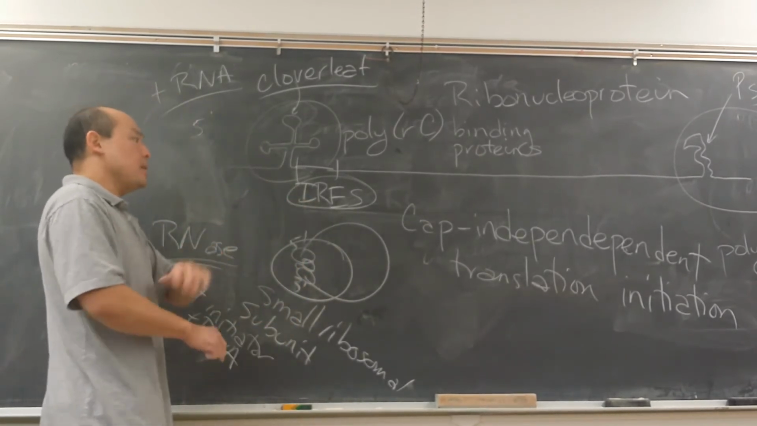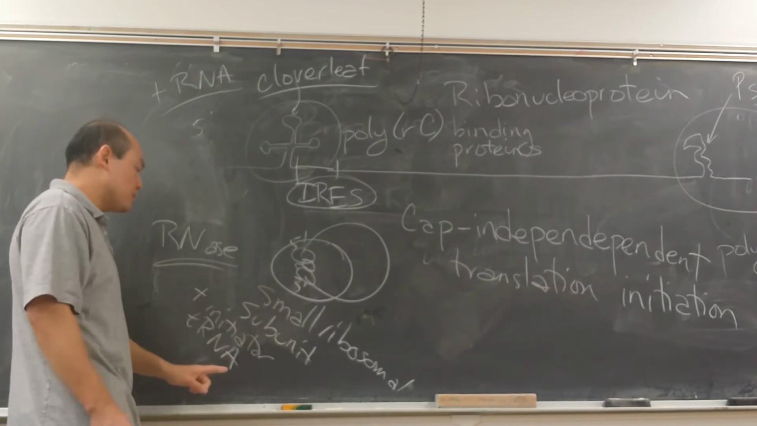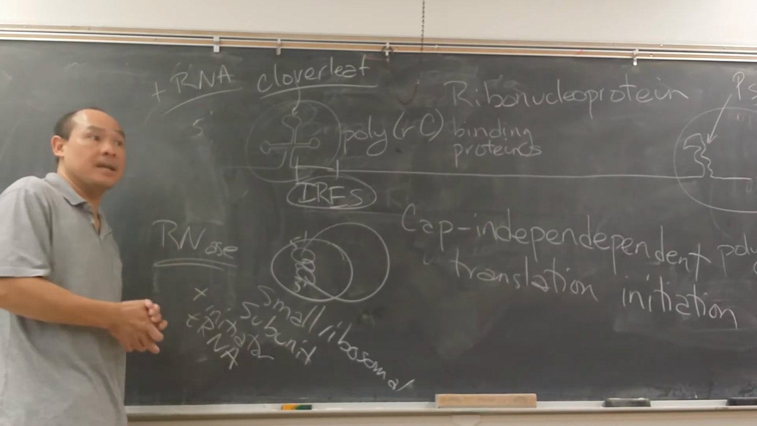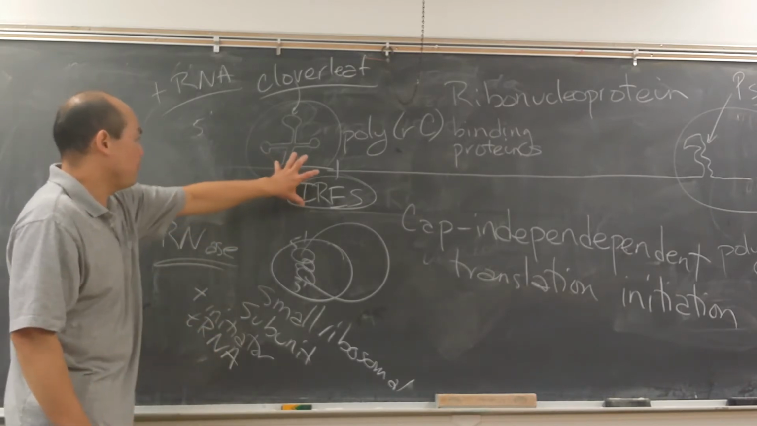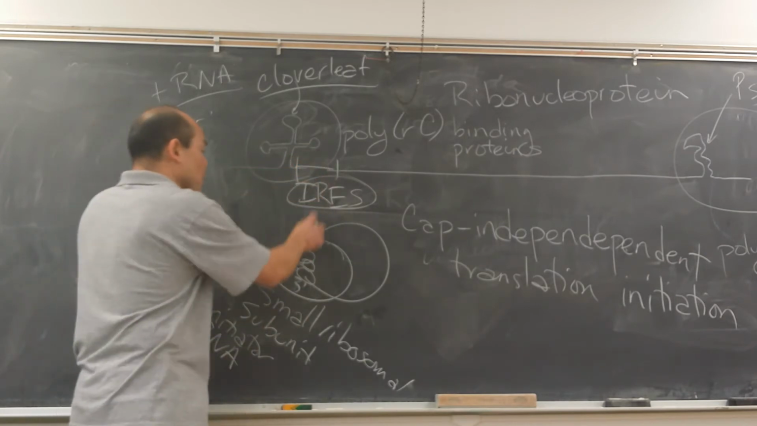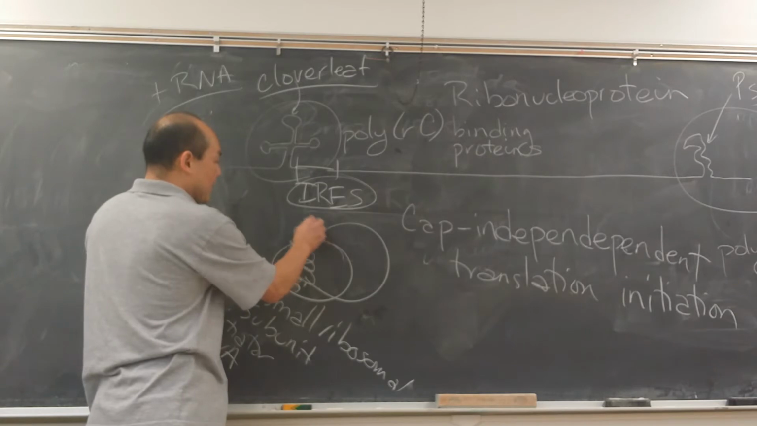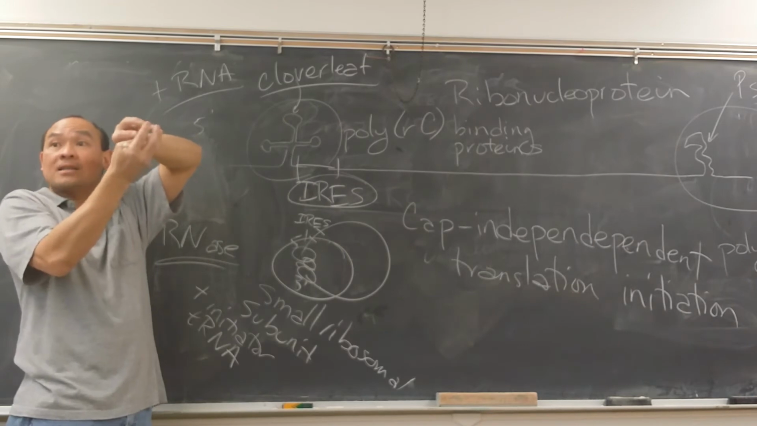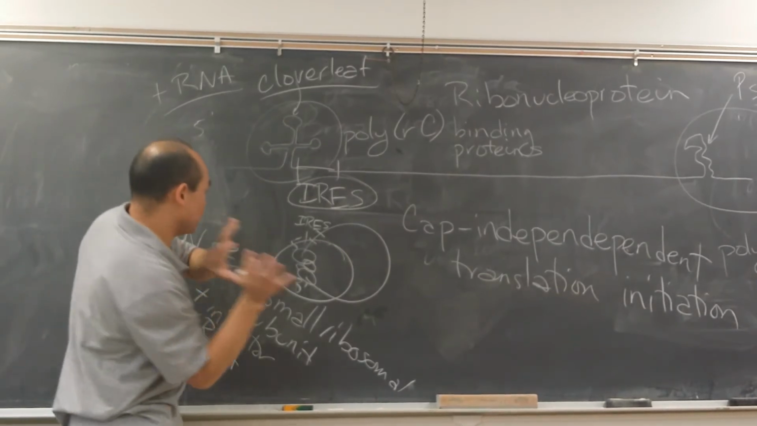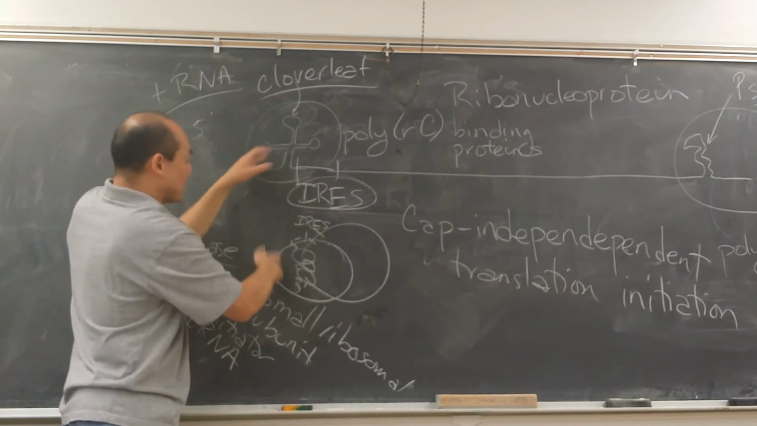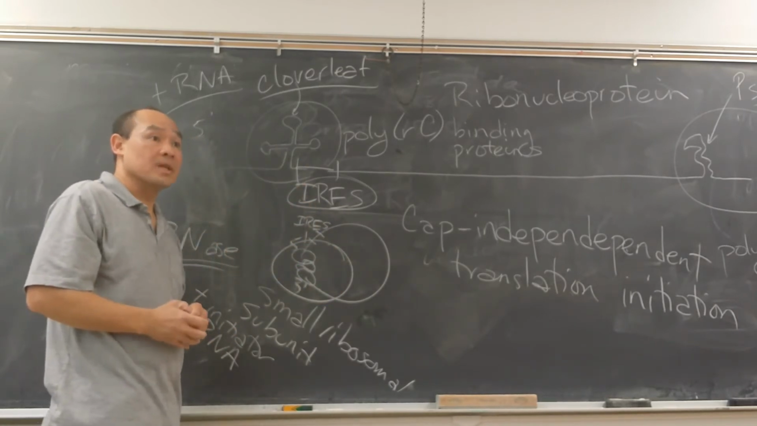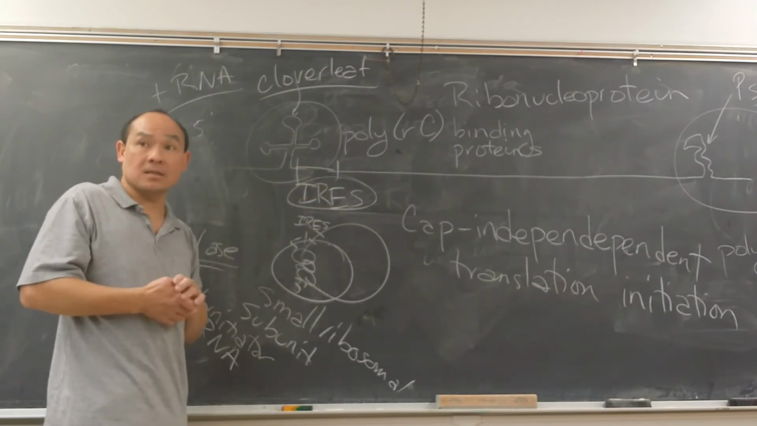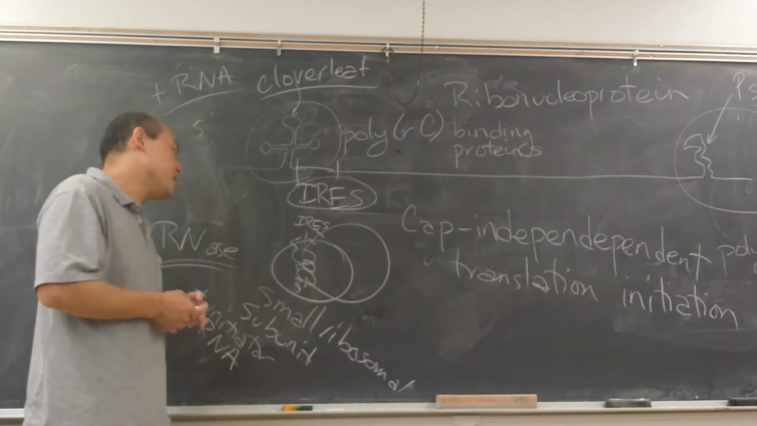Cap-independent translation is basically having a small ribosomal subunit, already bound by an initiator tRNA carrying that methionine, binding to the IRES, in which the 5' and 3' ends are already interacting, right? And so the small ribosomal subunit binds to that whole area. So it's not enough to just have the IRES, but the 5' and 3' ends have to interact before a small ribosomal subunit can be recruited.